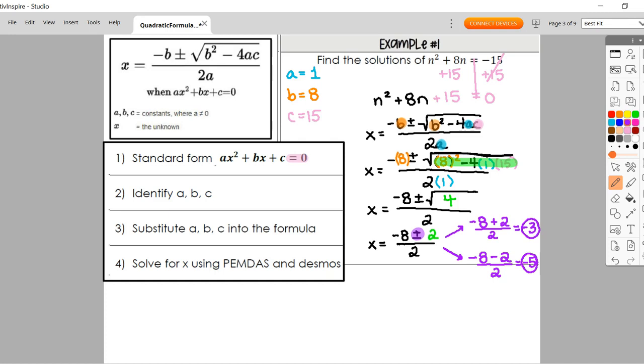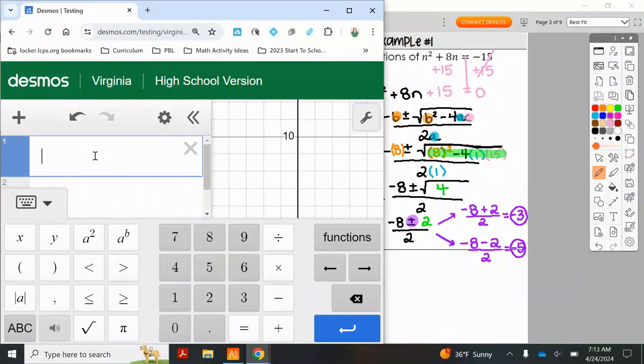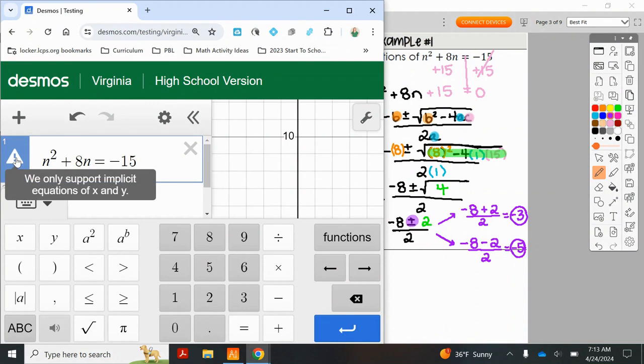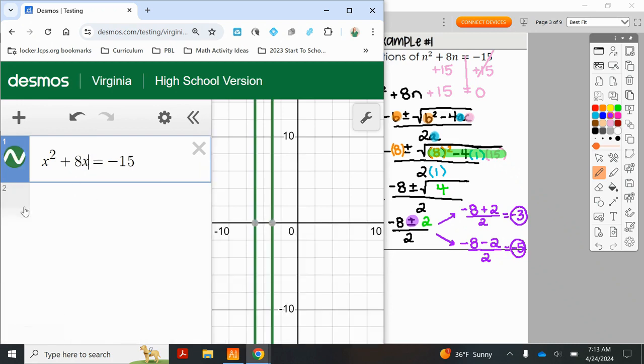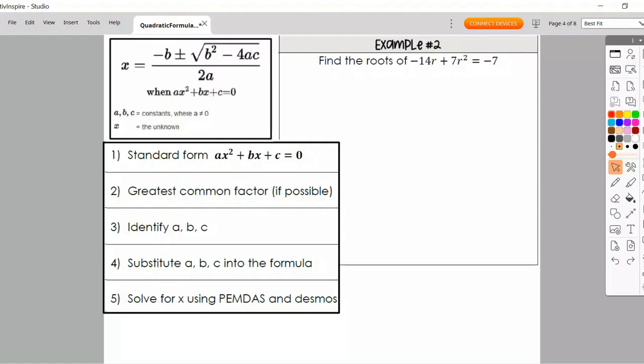Now we're going to check our answer in Desmos by typing in the original problem here. When I type in the original problem, it's n squared plus 8n equaling -15. I make sure to use the error message of only supporting implicit equations of x and y to change my n to x. I check on the graph, just like I saw in the front of my notes, for my two answers of -3 and -5, which is what we just got. Okay, let's try the next one.